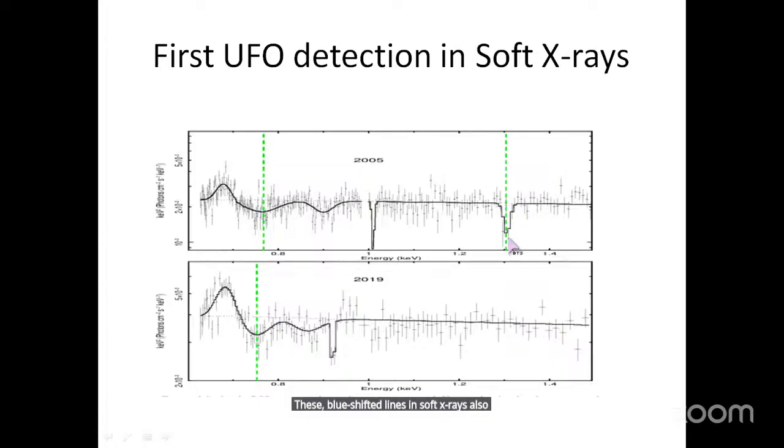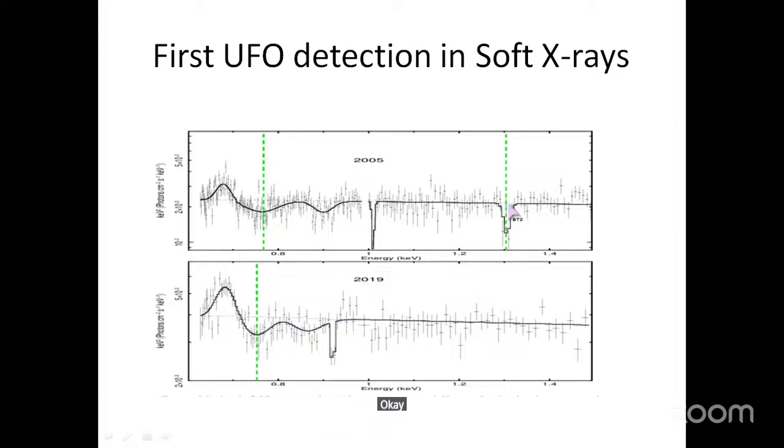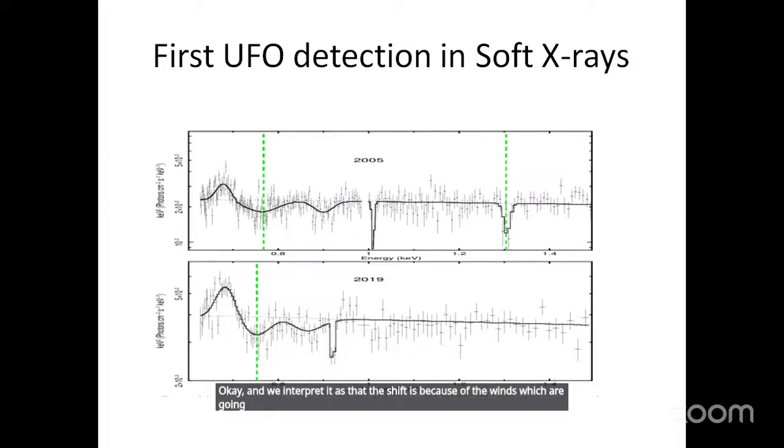Like this is one point. We have seen that this is at 1.3 keV. Actually, this line should be somewhere here, at 1.2 keV. It got shifted. We interpret that the shift is because of the winds, which are moving towards us.